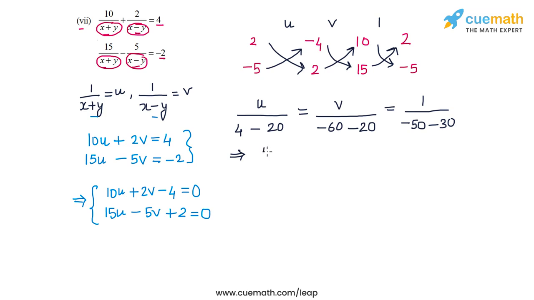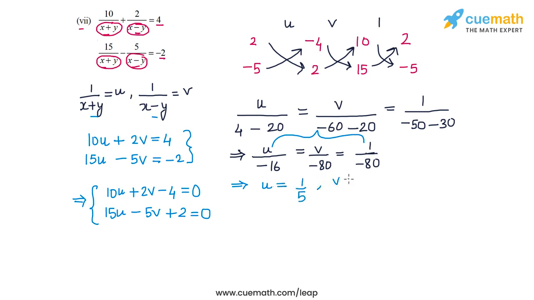Let's simplify this and get values for u and v. So we have u by minus 16 equal to v by minus 80 equal to 1 by minus 80. So this is what we get, and from here we can find the values of u and v. So for u we compare these two terms, so we get u equal to minus 16 by minus 80, so that's 1 by 5. So u is equal to 1 by 5, and we get v equal to minus 80 by minus 80, that is 1. Alright, we have obtained the values for u and v, but what we need to do is to obtain the values for x and y.